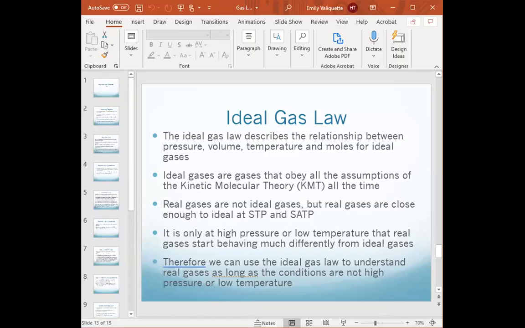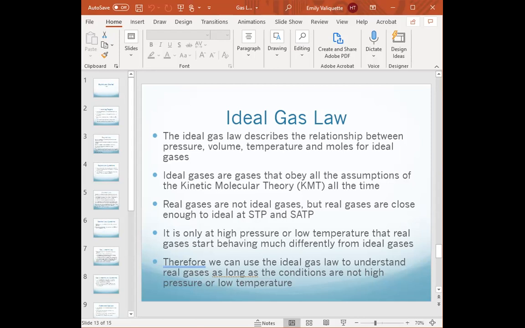Okay, next up we have the very last law, which is the ideal gas law. It describes the relationship between all of these different things that we've been talking about: pressure, volume, temperature, which are all in the combined gas law, but also moles, the amount of the gas.